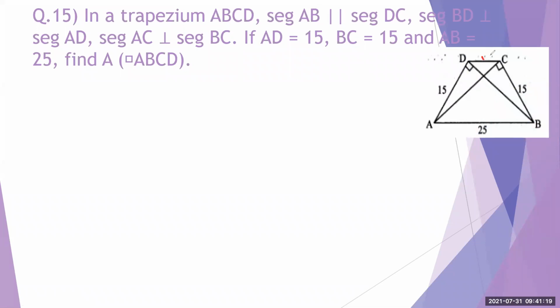Trapezium means one pair of opposite sides is parallel and the other pair of opposite sides is equal. That is called the trapezium. Look here, AD is equal to 15, BC is equal to 15. Both are equal, and DC and AB are parallel to each other. So this type of figure is called a trapezium.